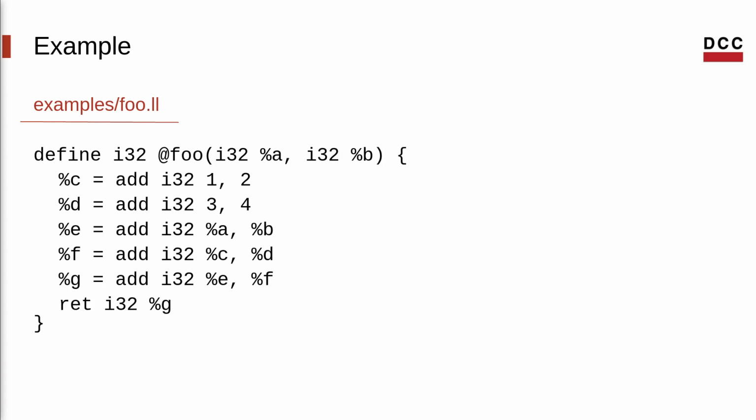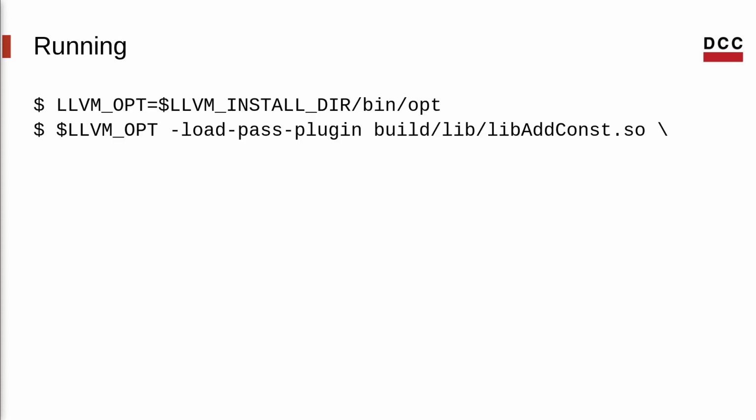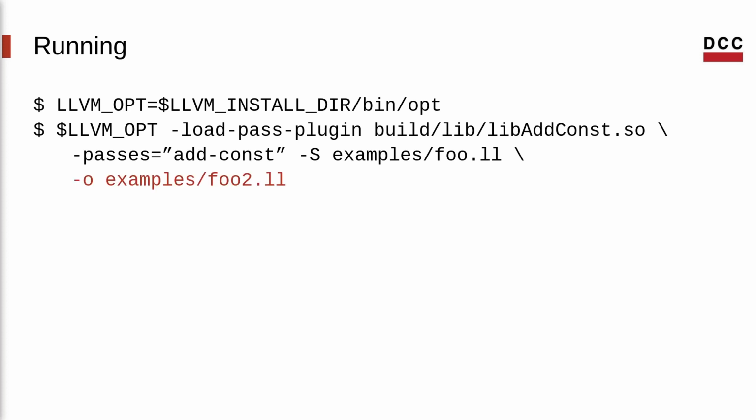Let's run our transformation pass on the example file we've defined beforehand. As a reminder, this is what the example looked like initially. Again, we use opt to run our pass. Like last time, we have to load our plugin first. Then we specify the name of the pass we'd like to run. The S flag says we'd like the output to be in the textual representation. We specify the input file, and we specify the output file to be foo2 in the examples folder.